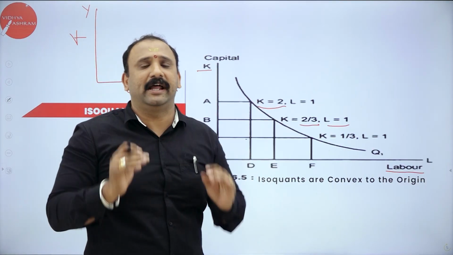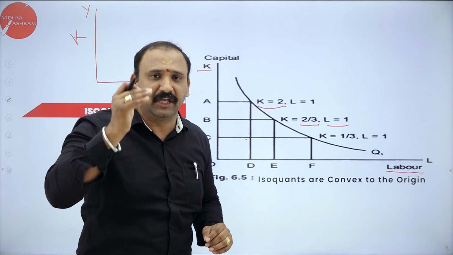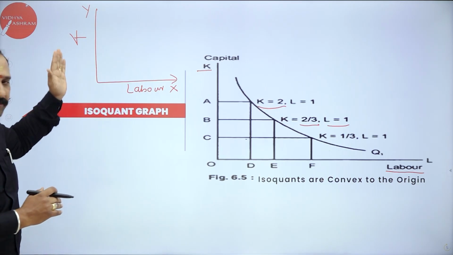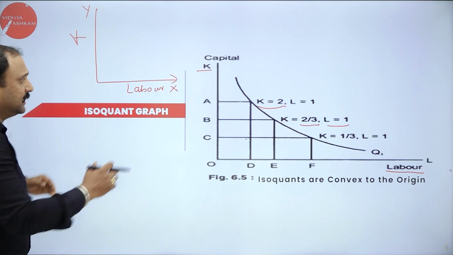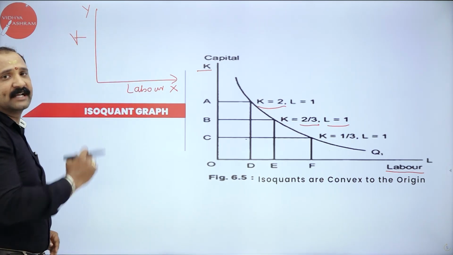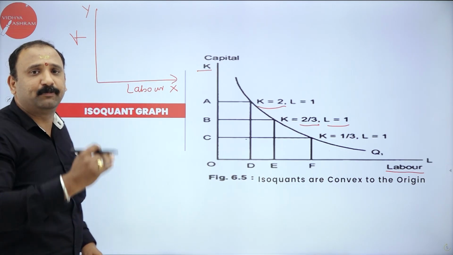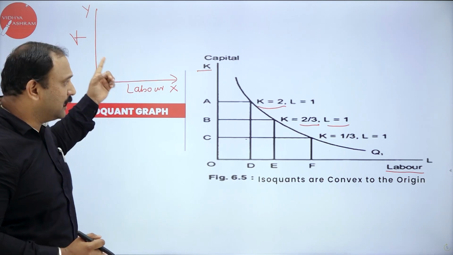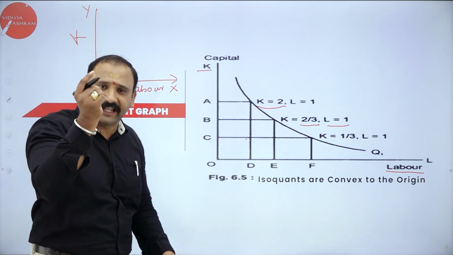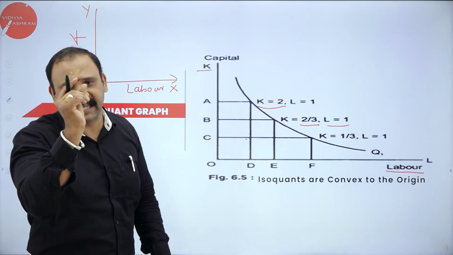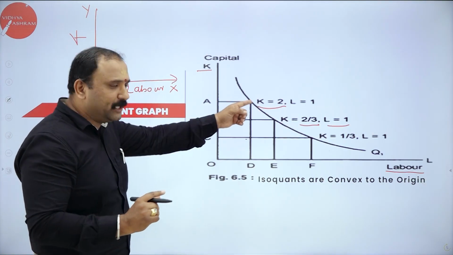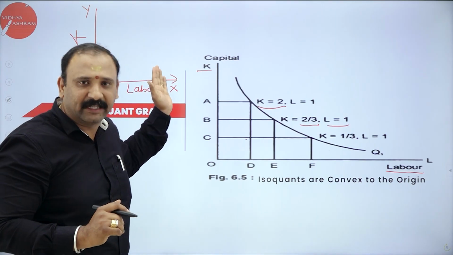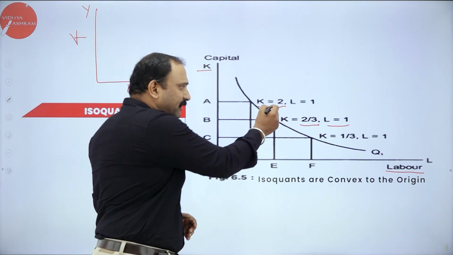So again, I would like to repeat, in terms of making you understand how to draw the graph. All you have to do is first draw two lines, the x-axis and y-axis. On the x-axis, please take labor. On the y-axis, take capital. Now you have to start plotting the values of x and y. So you need to give some values for those two factors, namely capital and labor. You can give any values.